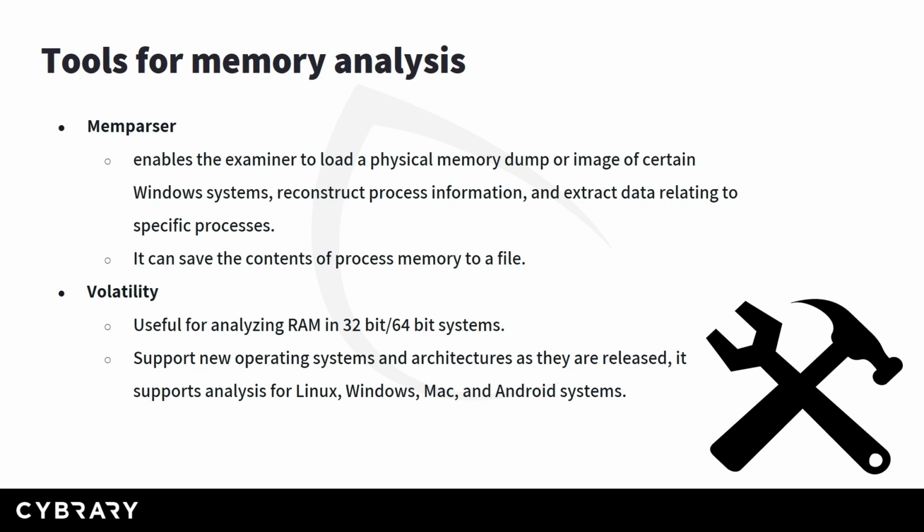Volatility is an open-source memory forensics framework for incident response and malware analysis, useful for analyzing RAM in 32 and 64-bit systems. Volatility's modular design and the fact that it is written in Python allow it to easily support new operating systems and architectures as they are released. It supports analysis for Linux, Windows, Mac, and Android systems. It can analyze raw dumps, crash dumps, VMware dumps, virtual dumps, and many others.